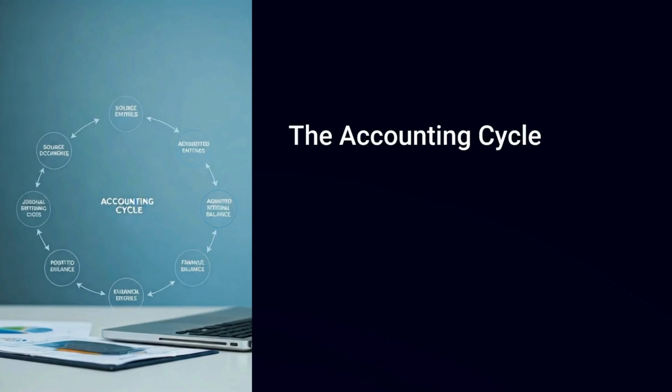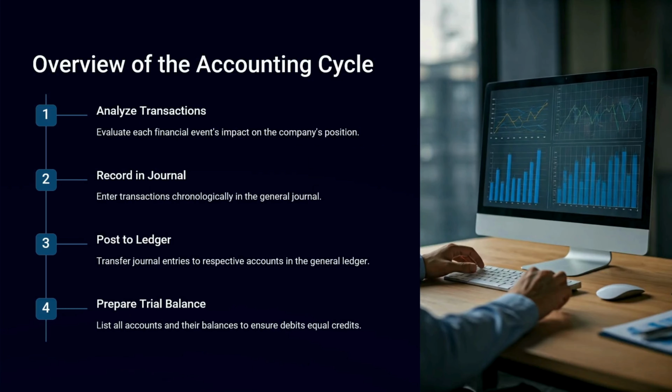The accounting cycle is the systematic process businesses use to record, organize, and prepare financial information. It's like the roadmap for ensuring all the financial transactions are accurately reflected in the company's report. Let's start by looking at the overall process and its key steps. The accounting cycle consists of 8 main steps.